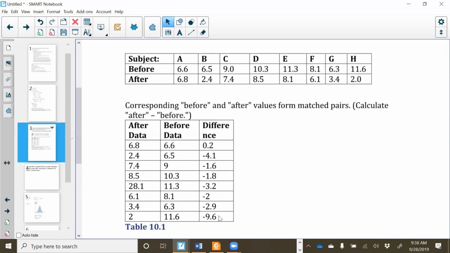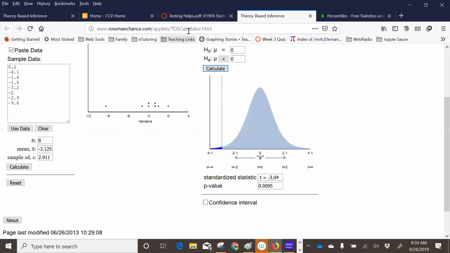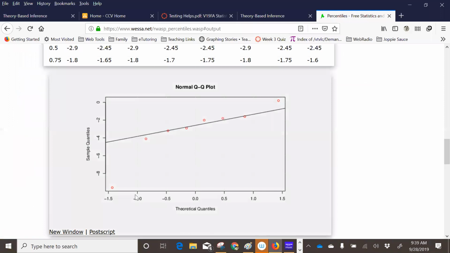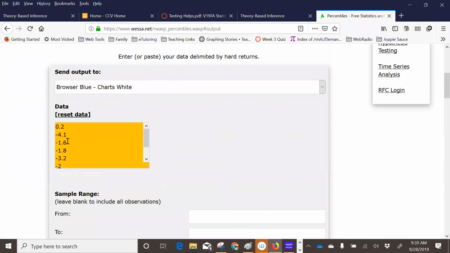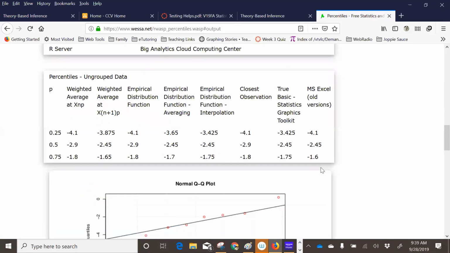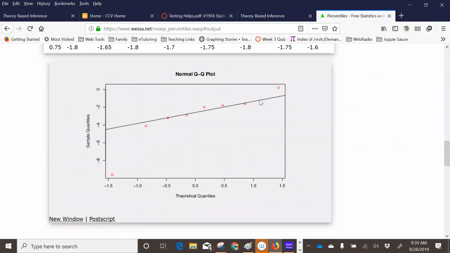So now the question I have is whether these come from a normal distribution, because this is only a sample size of 8. Do these differences come from a normal distribution? So what I did is I went to that QQ plot generator, and I pasted in the differences and had it generate a QQ plot. And aside from that one point, it's pretty well following that trend line. We could make the argument that these differences are coming from a normal distribution.